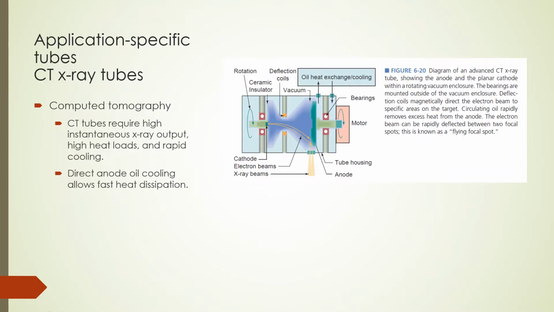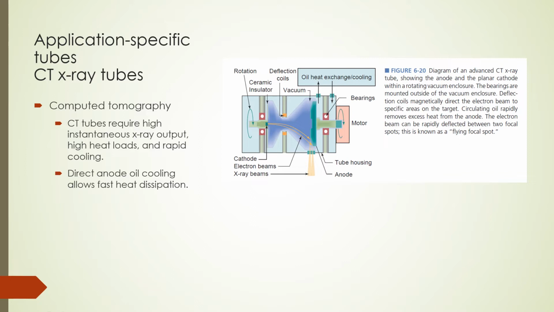CT and interventional X-ray tubes require high instantaneous X-ray output and high heat loading and rapid cooling. Also, CT X-ray tubes are part of a gantry that is sometimes capable of 0.3 seconds rotation times about the patient. This places a lot of mechanical stress on the X-ray tube. CT tube designs usually have enhanced bearing support for the anode, as well as different cathode designs to help the tube handle the high stress forces. The figure on this slide is a novel design from one CT manufacturer.